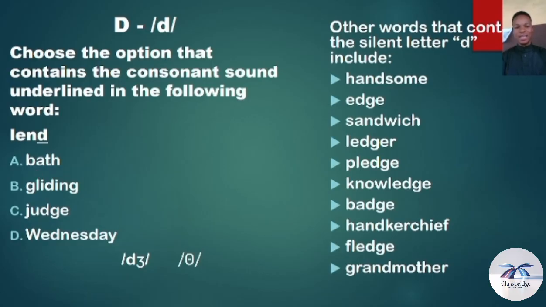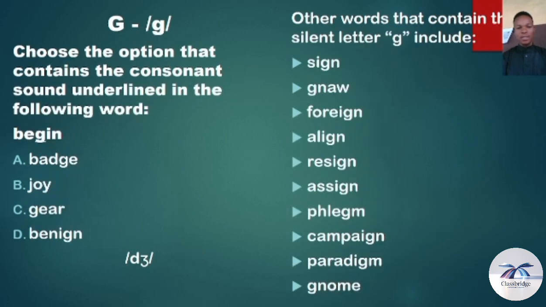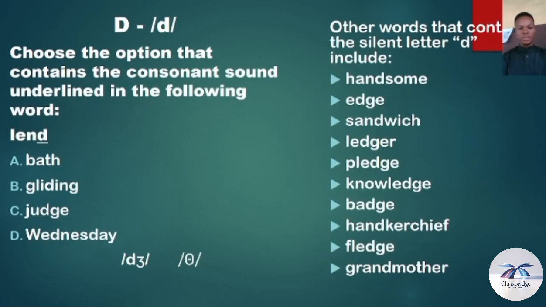Now the TH here is similar to the sound we pronounced when we said thank in the previous silent letter. Option B, gliding. Option C, judge. And option D, Wednesday. Now, which of these options contain the D sound? Of course, it is option B, which is pronounced as gliding.